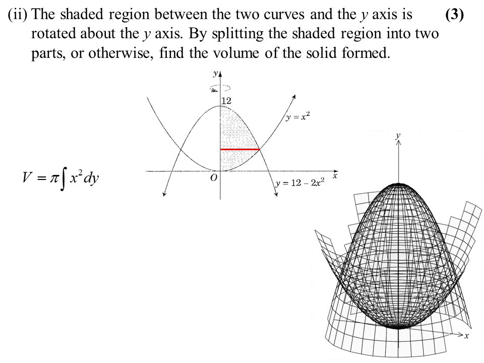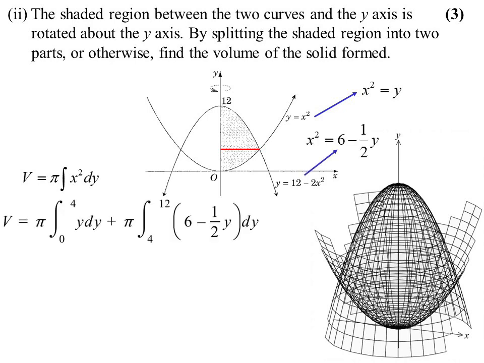That means I have to rewrite both of these to make x squared the subject. The first one already is, x squared is y. The second one will become 6 minus a half y. And I will be adding these together. So the first one's going 0 to 4. We found the y value there was 4. Then the next one's going from 4 to 12.